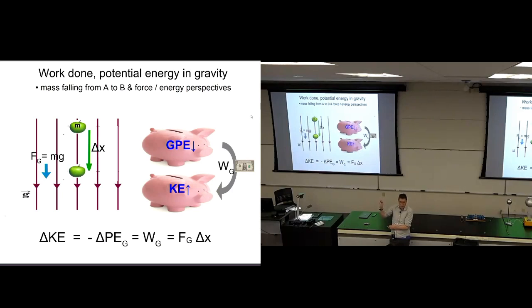Work done is a technical word in physics, meaning energy is transferred. The work done is the energy transferred by the gravitational force. So this symbol here, W subscript G, is the work done, the energy transferred by the gravitational force, and there's a formula for it, which is simply the product of the force of gravity times the displacement of the apple.